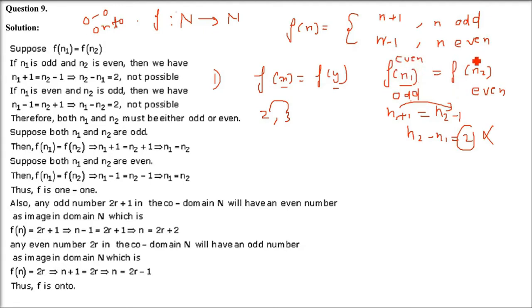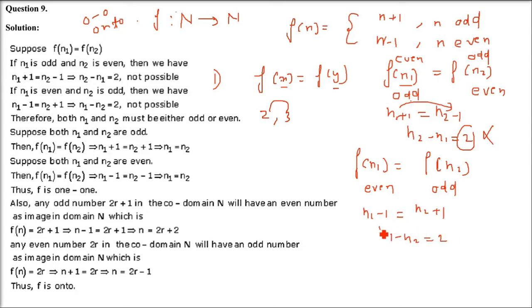Now take n1 as even and n2 as odd. Same situation. So what will we do? When n1 is even, you'll get f(n1) equals f(n2). This is n1, so this is even, and this is odd. For even you get n1 minus 1 and for odd n2 plus 1. Same scenario, just here n1 minus n2 equals 2. So this is also not possible. If one is odd and one is even, then the difference cannot be 2.